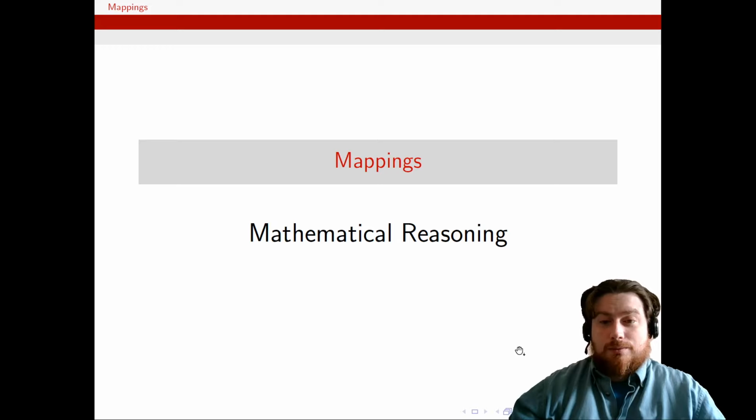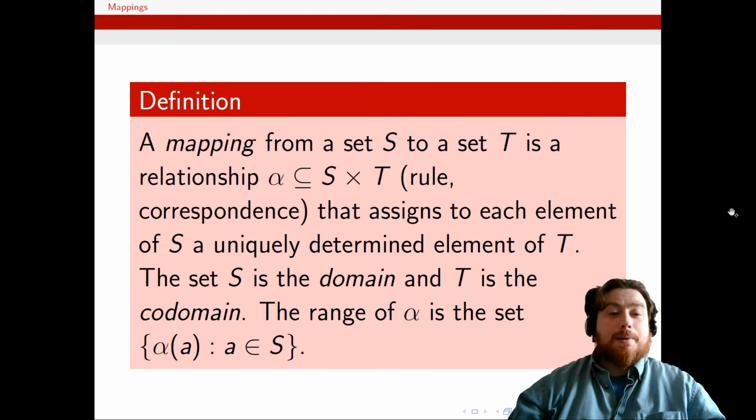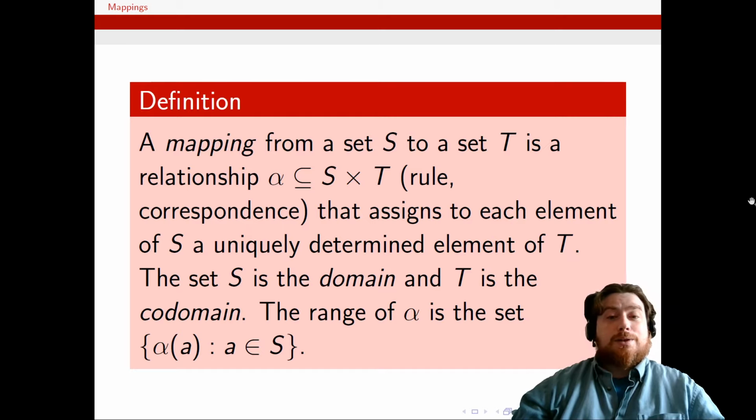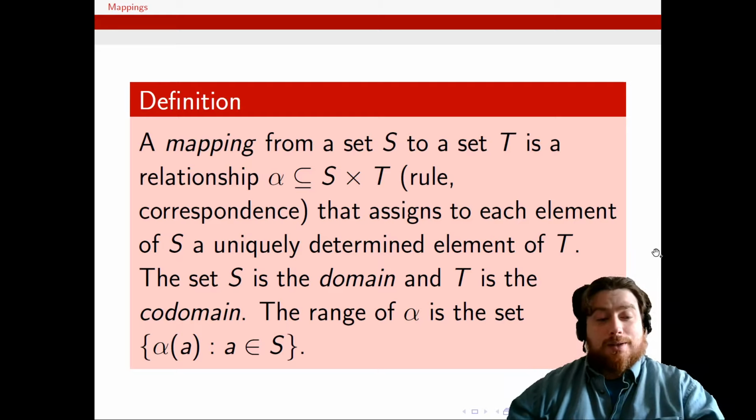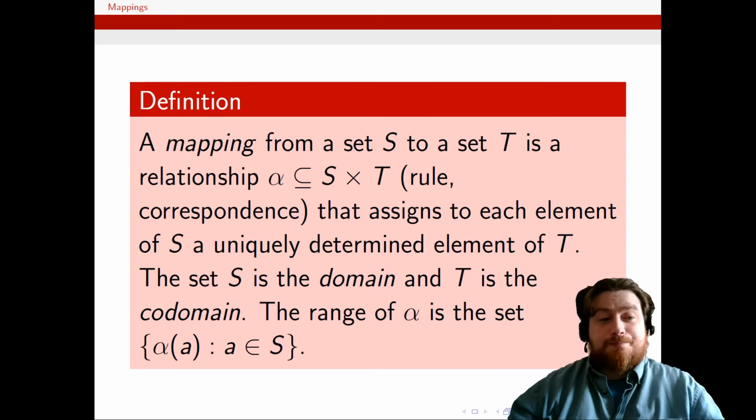So what we have is a mapping, which is also known as a function, from a set S to a set T. It is a relation, which is a subset of S Cartesian product T. And so we're going to call it a rule or a correspondence that assigns each element of S a uniquely determined element of T. So then we call S the domain and T the codomain, and the range of alpha is all the things that actually get mapped to.